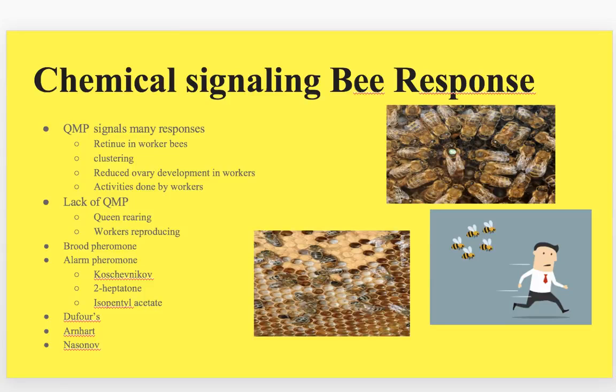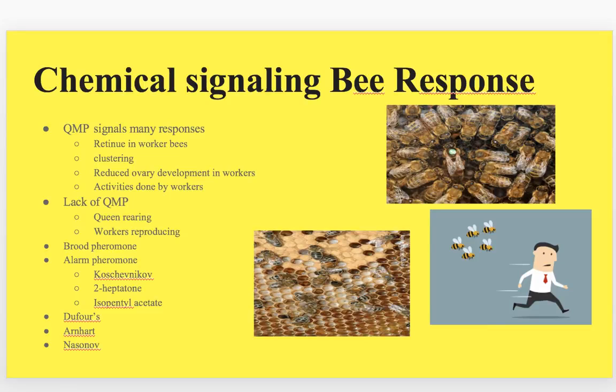Chemical signaling bee response. Queen mandibular pheromone signals many responses. The retinue response in worker bees, which is the gathering of worker bees around the queen bee to take care of her many needs such as food, cleaning, and removal of waste. Another response is clustering, which happens when the hive swarms into one location and the bees are all clustered together in one large bivouac.